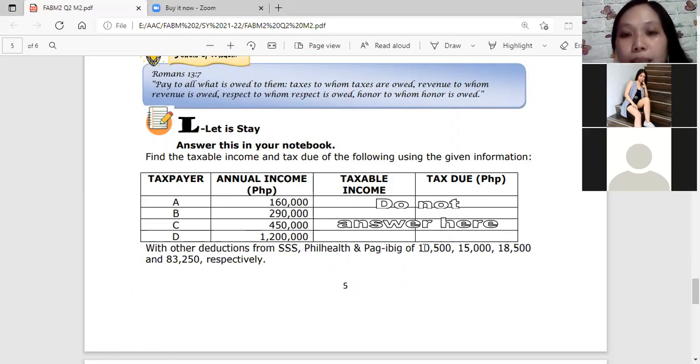That's because 10,500 is a deduction for the taxpayer. It says respectively. So ang kaning 10,500 sa taxpayer A na ha, 15,000 is for taxpayer B. 18,500 is for taxpayer C. And the 83,250 is for the taxpayer D. You understand? That's the deduction. And then you have to compute for the tax due and put it in the table.